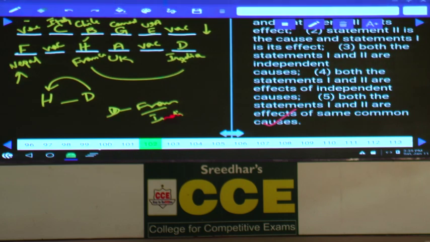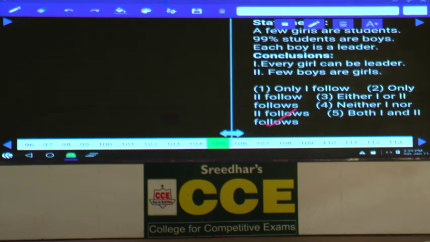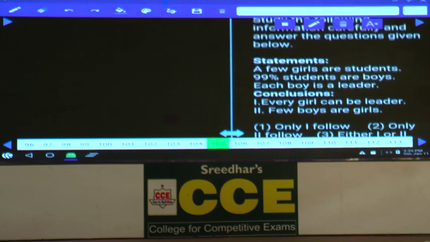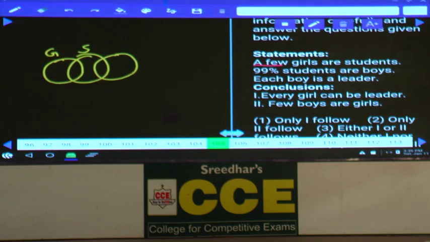Then 103 to 107, any doubts in this? Now question number 105. Now few. Few is nothing but what? Some. Now some girls are students. And some of the girls are students. And 99% of the students are boys. Means 99% is again some. And some students are boys.